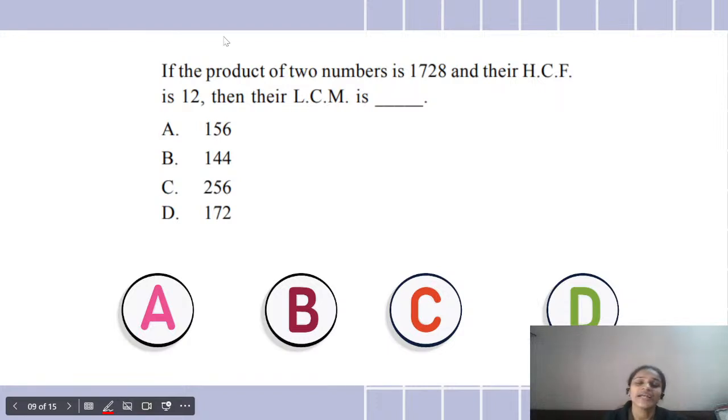All right, now let's come to the next question. If the product of two numbers is 1728, then their HCF is 12 and their LCM is how much?